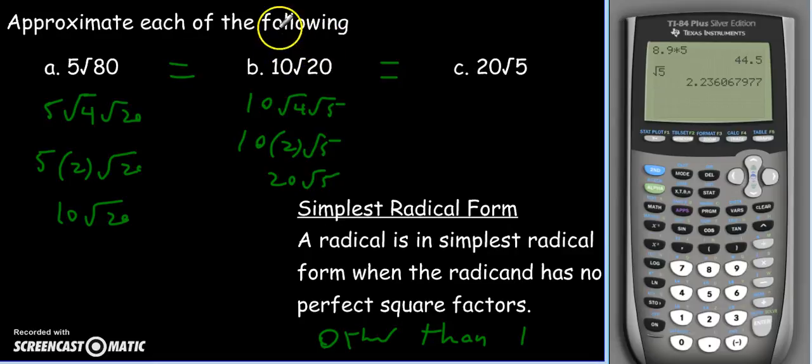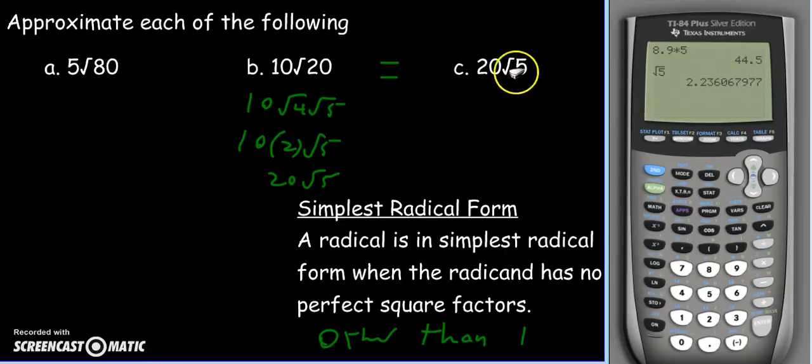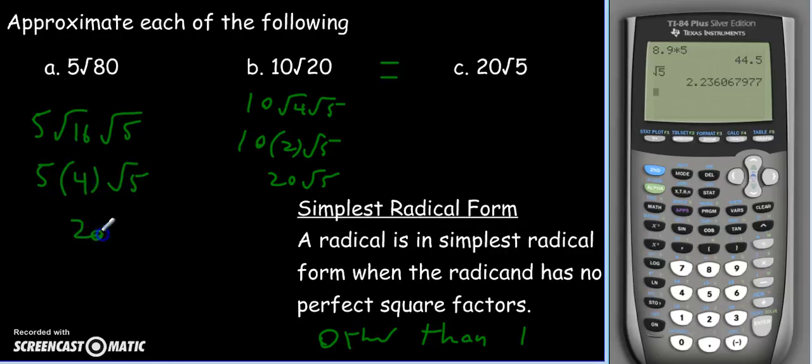Now we could do this a little faster. I'll show you how. We could simplify this straight to 20 radical 5, and we do that by finding the largest perfect square factor that goes into 80, in this case, which is 16. So this is 5 times the square root of 16 times radical 5. That's 5 times 4 radical 5, which is 20 radical 5. So the larger the perfect square you factor out, the faster this is. If you don't do it in one shot, it just means you have to do it twice, or maybe even 3 times, but that doesn't mean you can't do it.